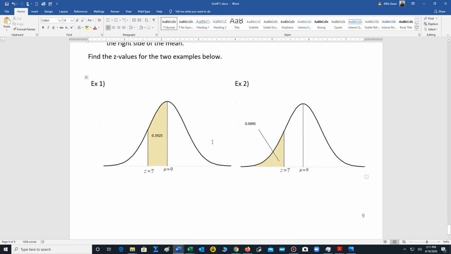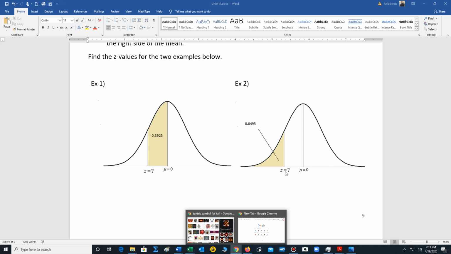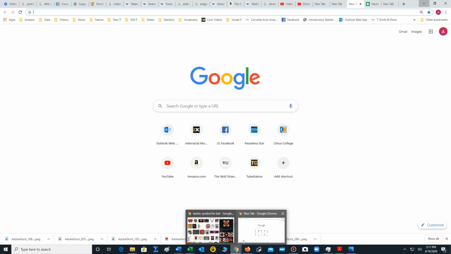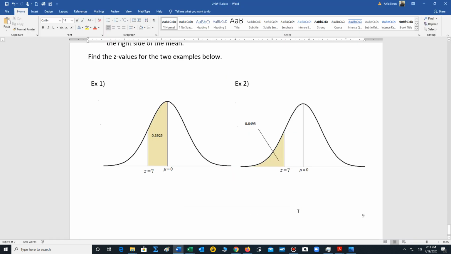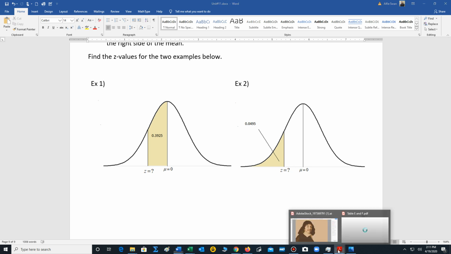And then we have two examples. I'm just going to go ahead and work out the second one here. That one's an easier one to work on because if you notice, you don't have to add or subtract any areas here. They just give you the area to the left of z, 0.0495. Keep in mind that since the z is to the left of 0, it's going to be a negative z-value. So we have to look up just 0.0495 on the first page of your table.